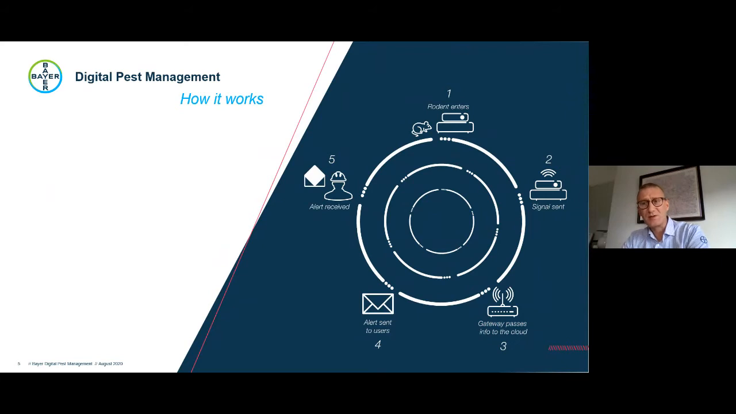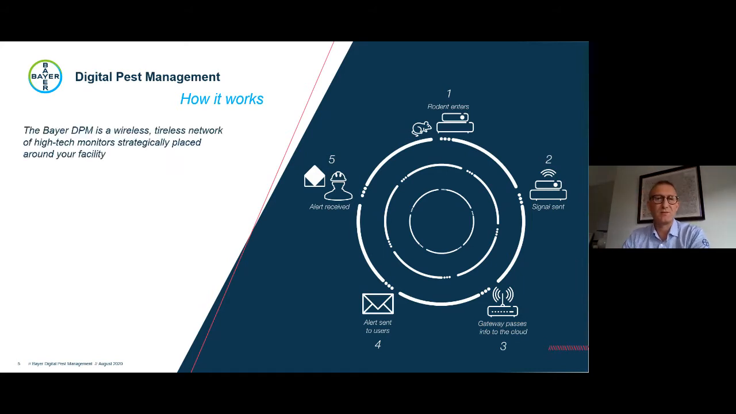Well, you can see a graph there on the right hand side that takes you through the 5 stages of how the information is passed, how it's generated, and how the alerts are received. Well, the system itself is a wireless network of high-tech monitors, and they're strategically placed around the facility. Now, that can be all the facility, it can be a quarter of the facility, it can be wherever you think that these monitors will give you the very best service. And it might be high risk areas, whichever.